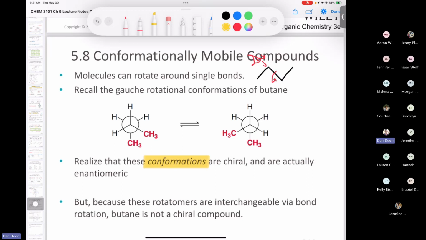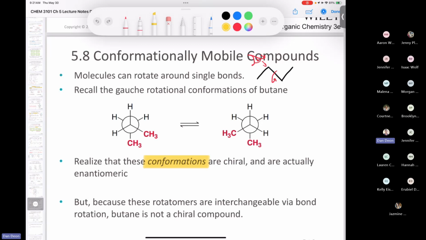However, if you look at butane, there's no stereocenters in the molecule, and we don't consider butane to be a chiral compound whatsoever. It's not, okay? Because why? Because we know that this rotation occurs so readily that these things are in equilibrium with each other, and so they're going to cancel each other out, okay?